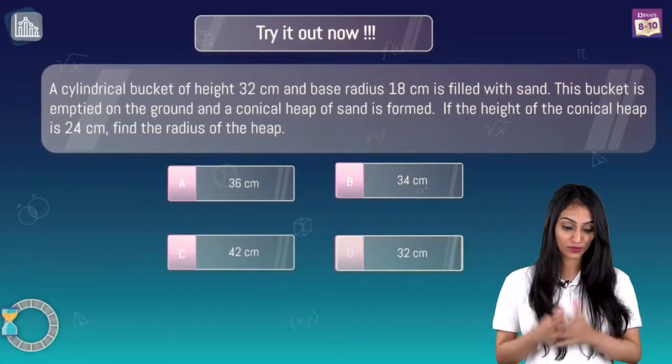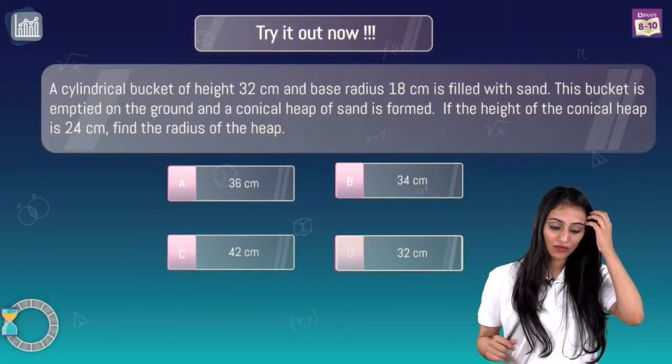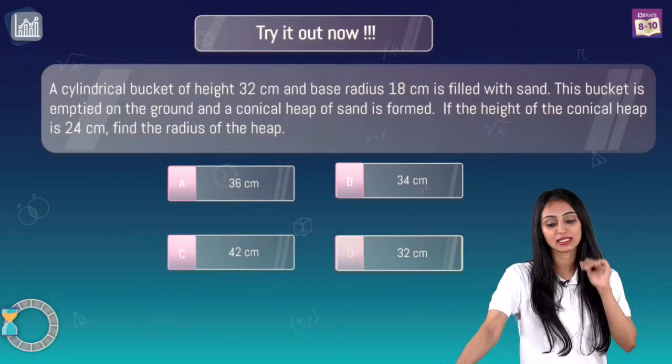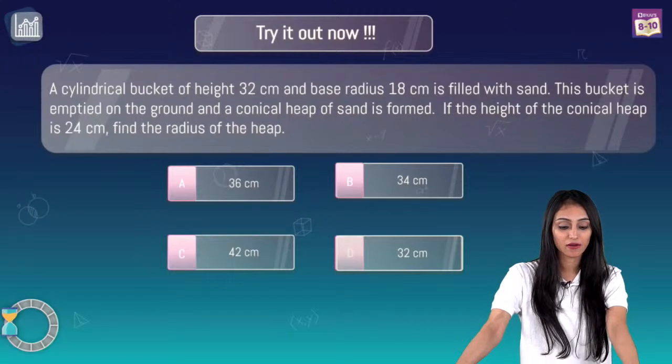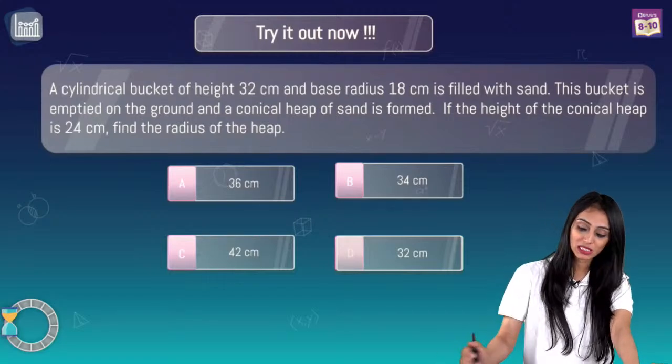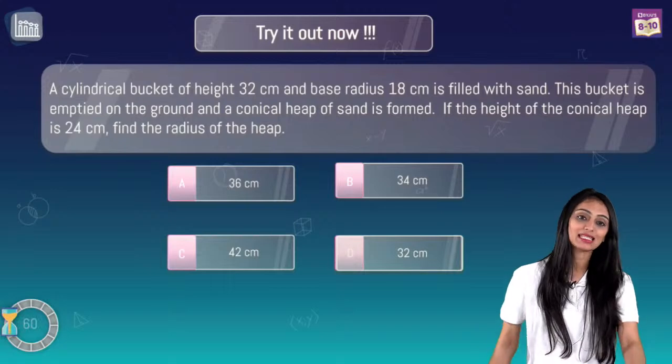Now you have to solve this, right? A cylindrical bucket of height 32 centimeter and base radius 18 centimeter is filled with sand. This bucket is emptied on the ground and a conical heap of sand is formed. If the height of the conical heap is 24 centimeter, find the radius of the heap. 4 options you can see here. I'm giving you 60 seconds for this.